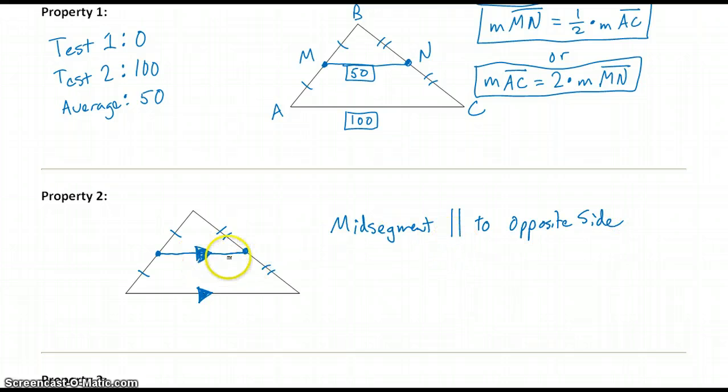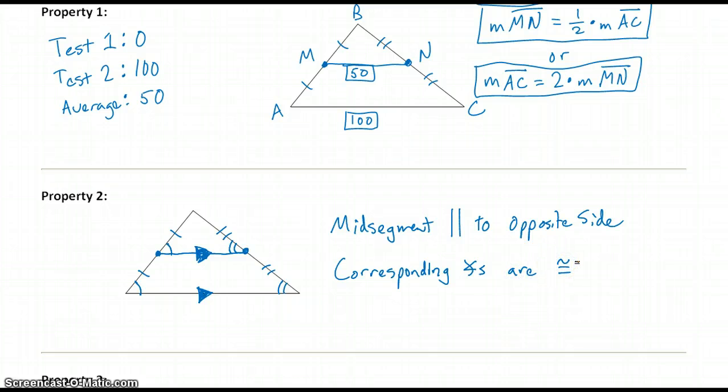And parallel segments, parallel lines, tell me about angles. Namely, this angle is congruent to this angle. Well, why are these two angles congruent? Well, if you look, they're actually corresponding angles cut by this transversal. And corresponding angles between two parallel lines will be congruent. We also have this angle congruent to this angle. So from property 2, the midsegment being parallel, we know that the corresponding angles are congruent.